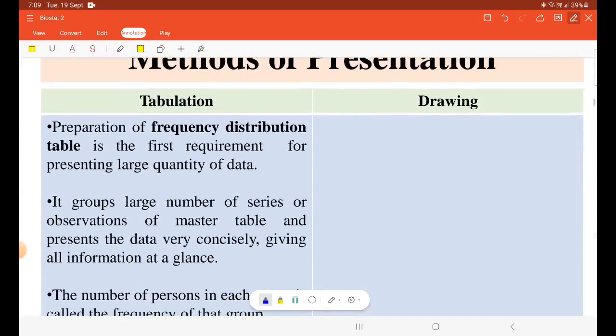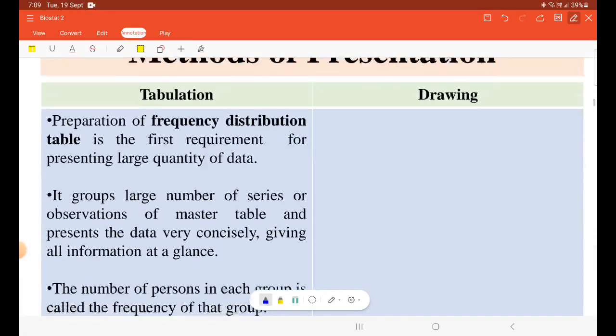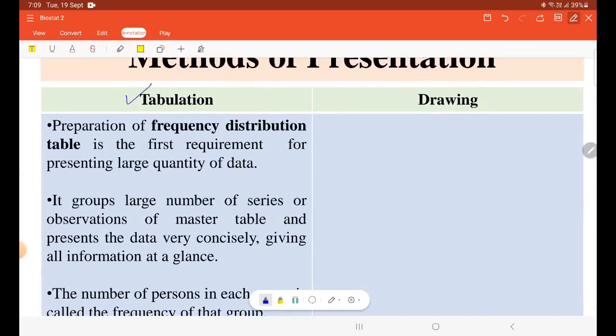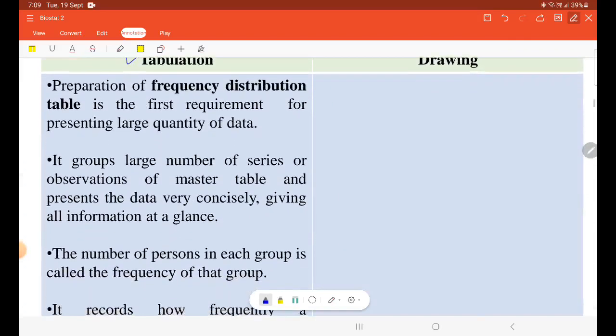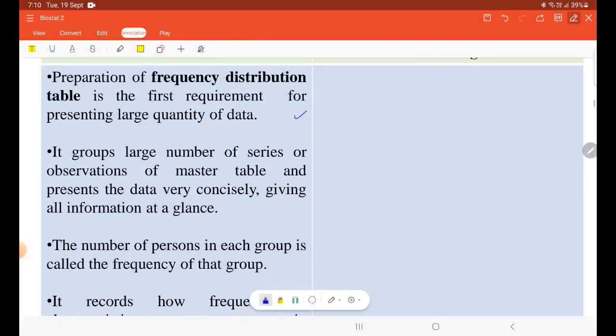Now, methods of presentation. There are two types of methods of presentation. One is tabulation and the next one is drawing. So, tabulation: preparation of a frequency distribution table is the first requirement of presenting a large quantity of data. Okay. So, what is a frequency distribution table?